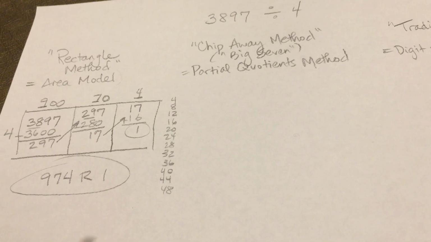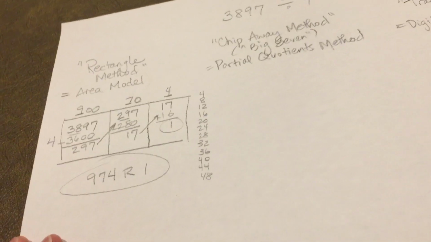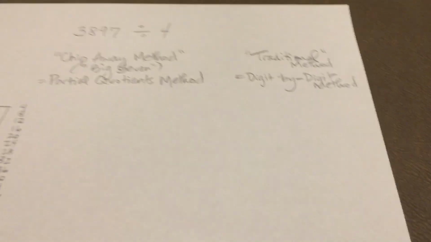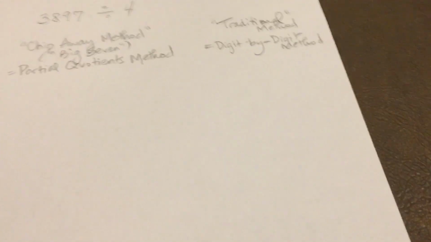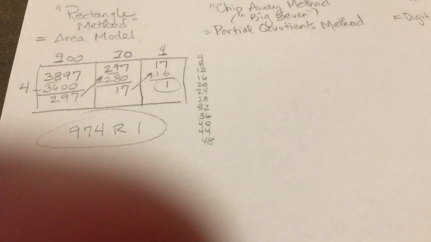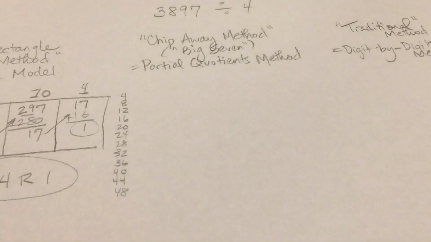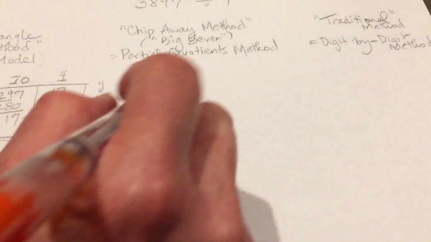Some people I've heard call it the Big Seven, and the official book title is the partial quotients method, and you'll see why as we do that problem, if I can keep my camera from falling over on us. So, the partial quotients method means that I just kind of get to pick a number. I just estimate. I just do the best I can. I go ahead and write my long division problem.